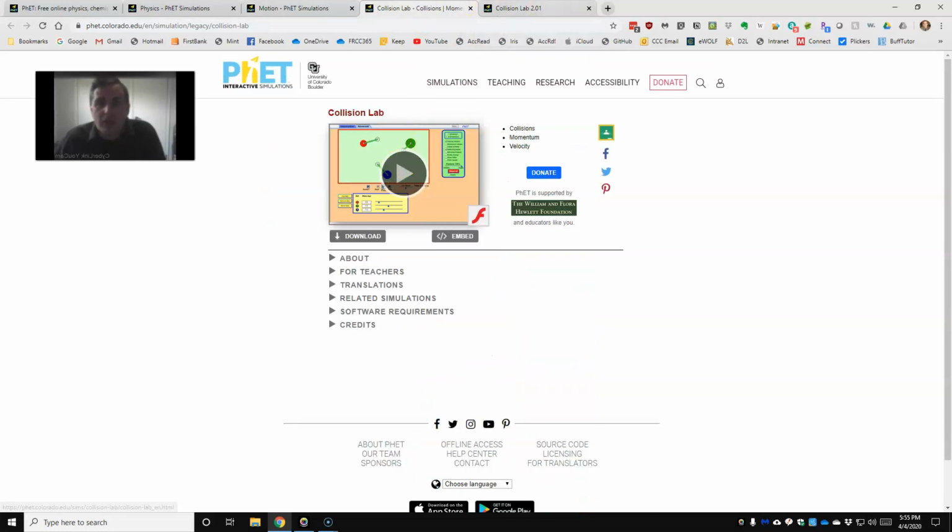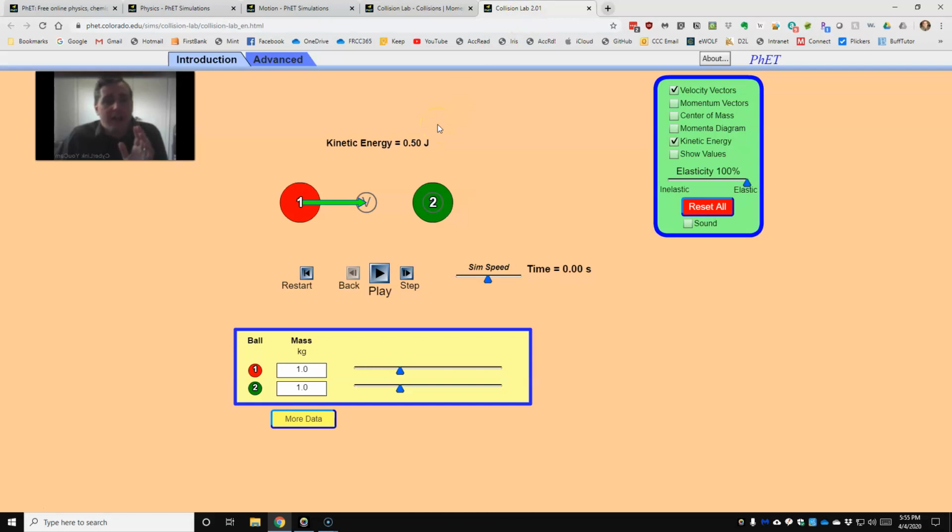And then when you click on it, now you have to allow Flash Player to proceed. You might have to change the settings or permissions on your web browser, but I can guarantee this is a safe simulation. I've never gotten any viruses or anything from it.